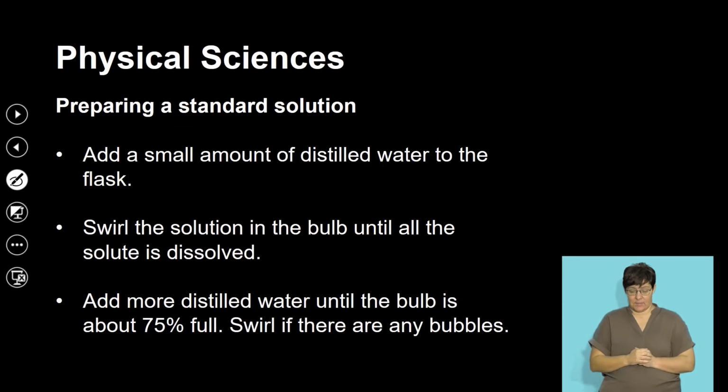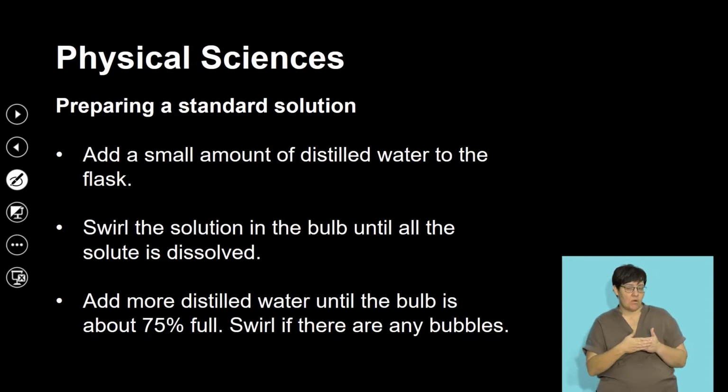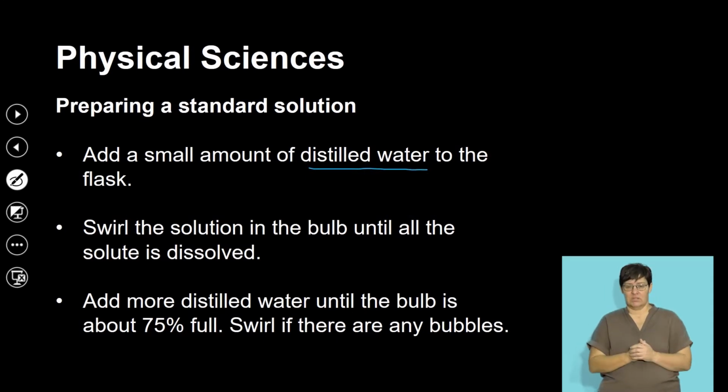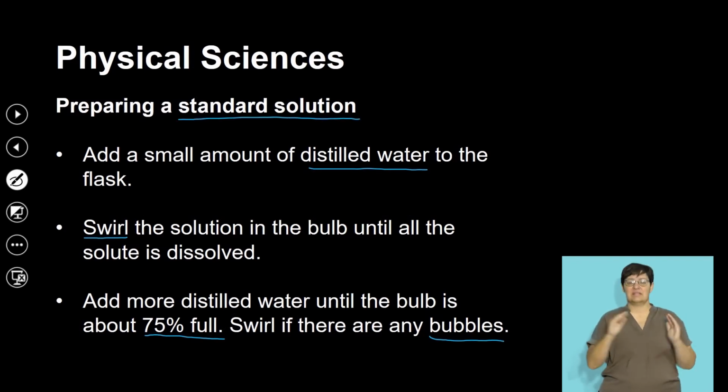As a result, we can say, okay, this is the concentration of the solution, right? Now, furthermore, we will add a small amount of distilled water. This should be pure water, okay? It's not contaminated. And then the swirling part actually says to us that we want to dissolve it completely. Remember, we want to form a homogeneous solution. And then we add more distilled water until the flask is up to 75% full, okay? Then we make sure that the bubbles are taken out so that it's actually an accurate solution. Hence, we're saying it's a standard solution, right?